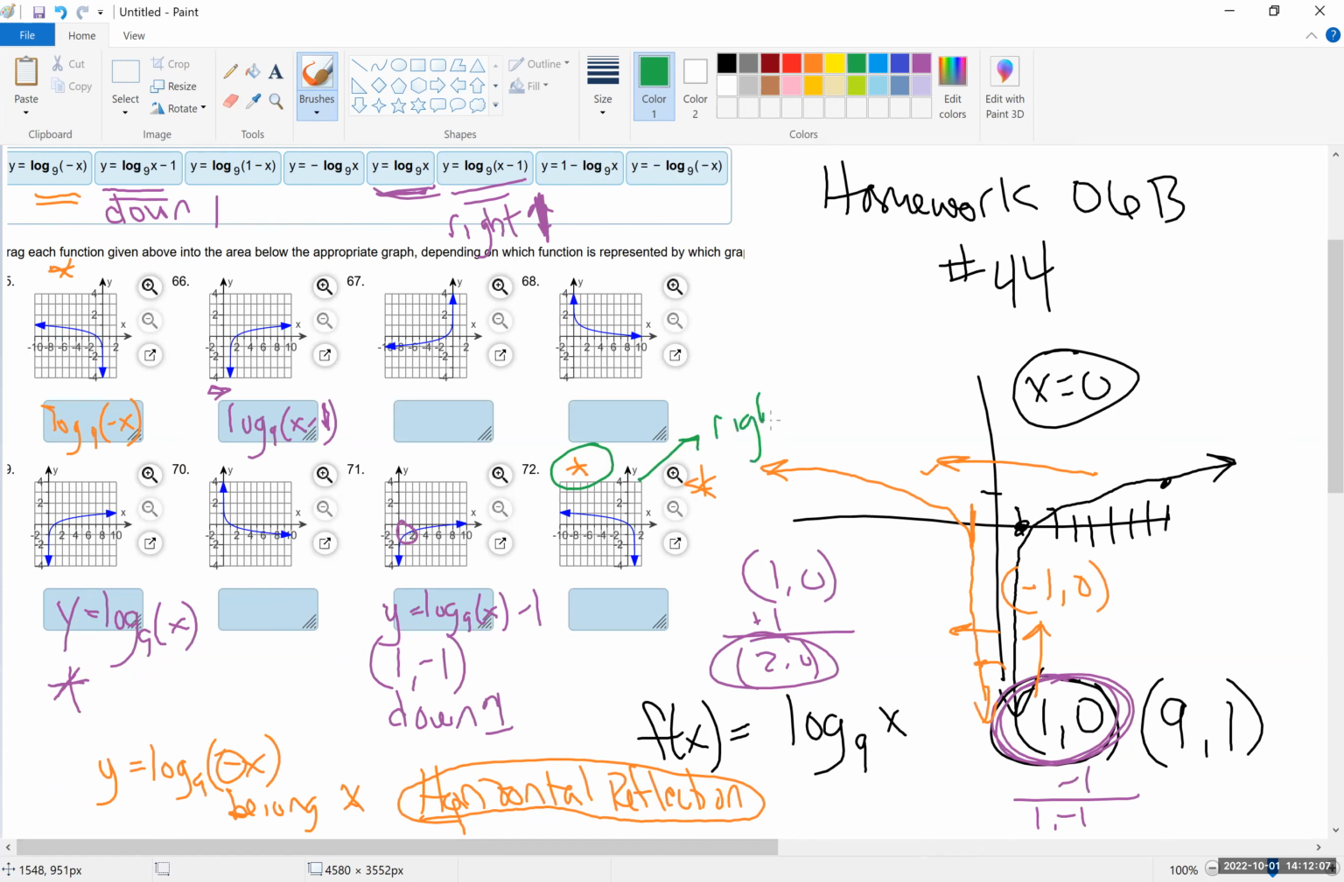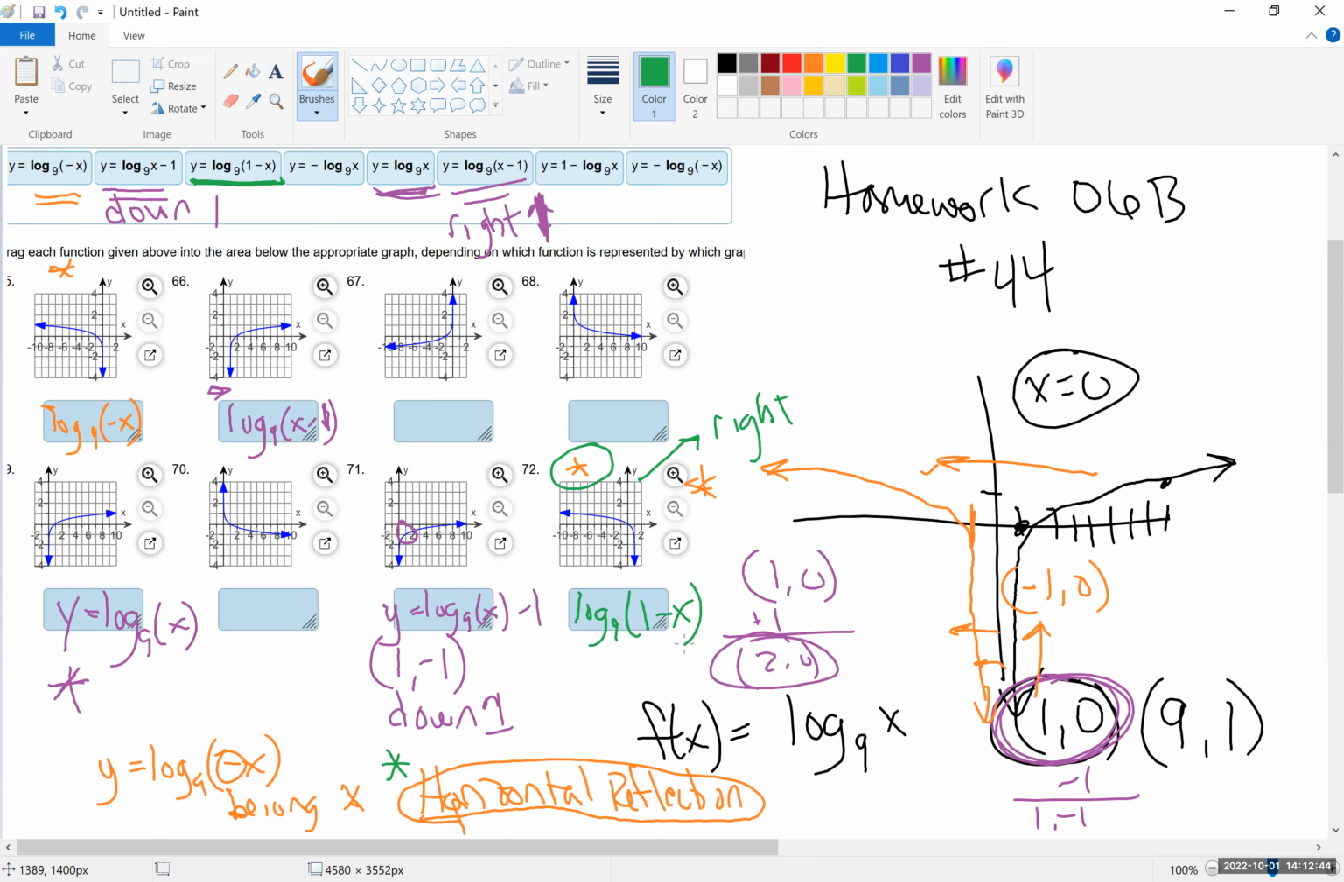Okay. Now, what's nice about problems like these is you want to use the fact that you know number 72 has a horizontal reflection. There's only one other problem that has only a horizontal reflection. That's this one right here. So that has to be log base 9 of 1 minus x. It's the only one that has just the one reflection.